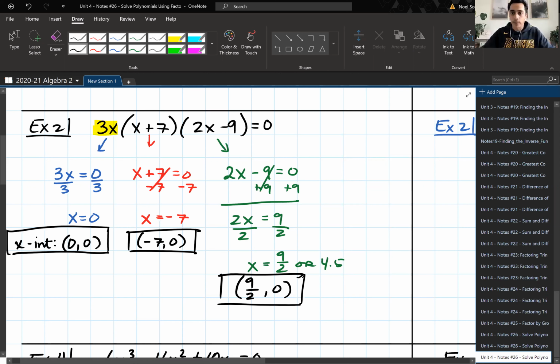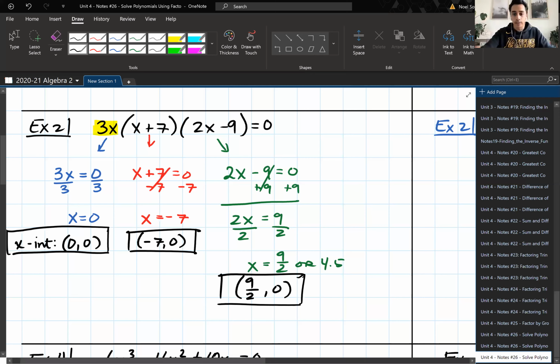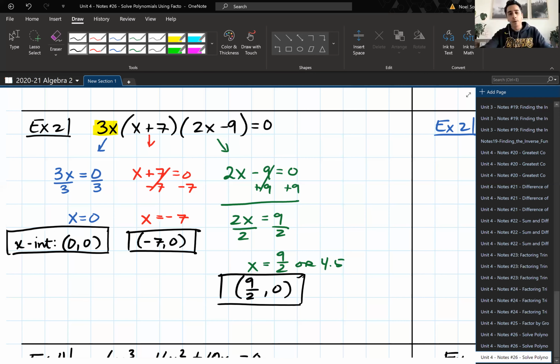Any questions there for number 2? So hopefully it feels easy, right? All we're doing is breaking it up into 3 smaller equations. What's been nice so far is that it has been factored for us already. Most of the time, though, the polynomials will not be factored. It'll be up to you to factor them first and then solve for the intercepts. Okay, so that's where we move on to next in example number 3.